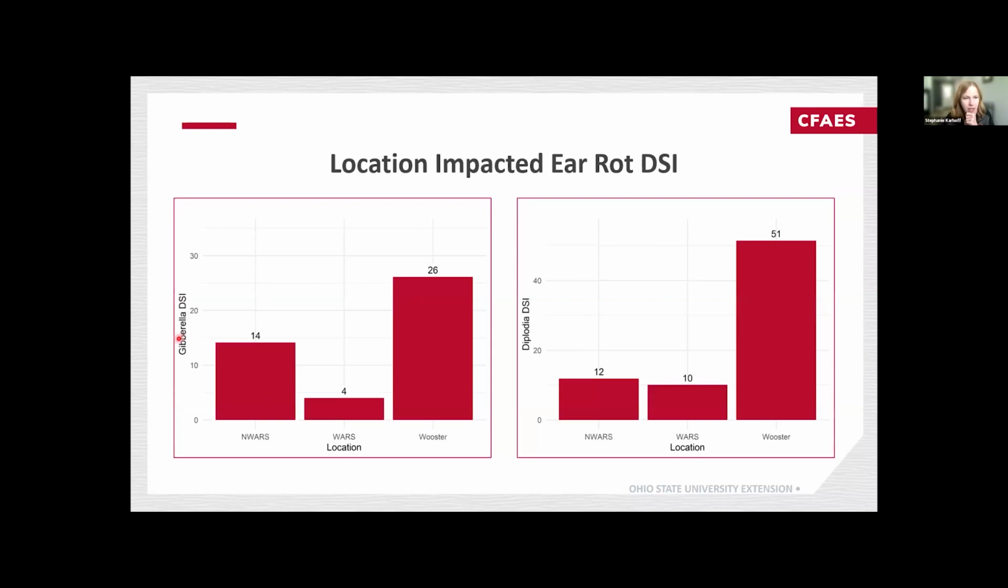So looking just at gibberella ear rot and then diplodia ear rot, overall by location, Worcester had the most ear rot. And so what that might be indicating between that gray leaf spot being higher and that ear rot, we might just have more humidity in our Worcester location. So that might be something to look into from one year to the next if that trend holds.